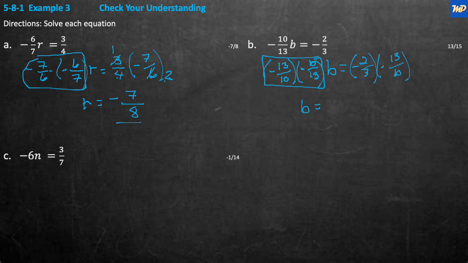So now B equals what? As you look at that, we have a negative 13/10 and a negative 2 2/3. Well, those negatives are going to cancel each other, so there's not going to be a negative answer.